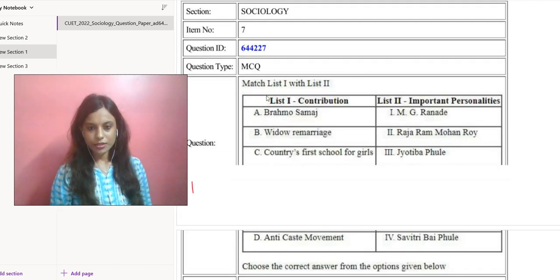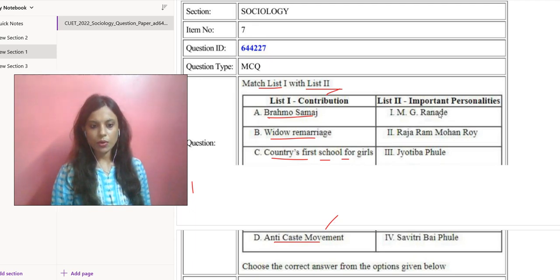Now this question is also kind of like match list 1 with list 2. So we have the contributions in list 1, which says Brahmo Samaj, widow remarriage, then country's first school for girls was established, anti-caste movement. So based on this, the important personalities who made all these things possible were M.G. Ranade, Raja Ram Mohan Roy, Jyotiba Phule, Savitribai Phule.